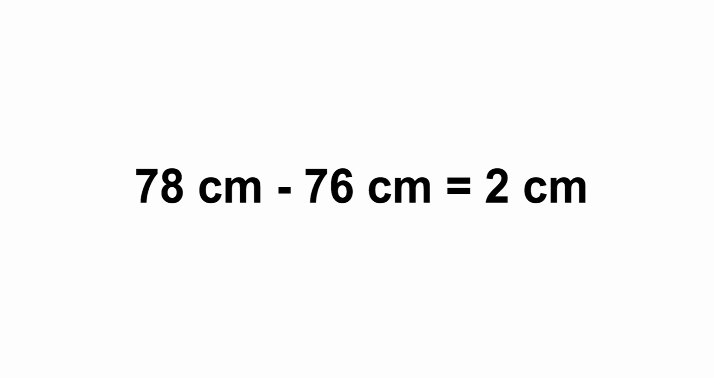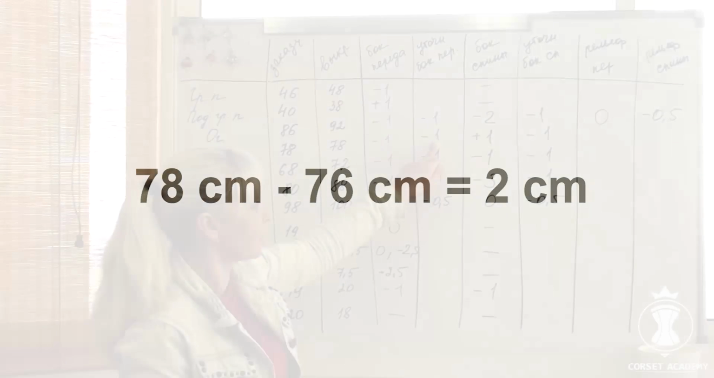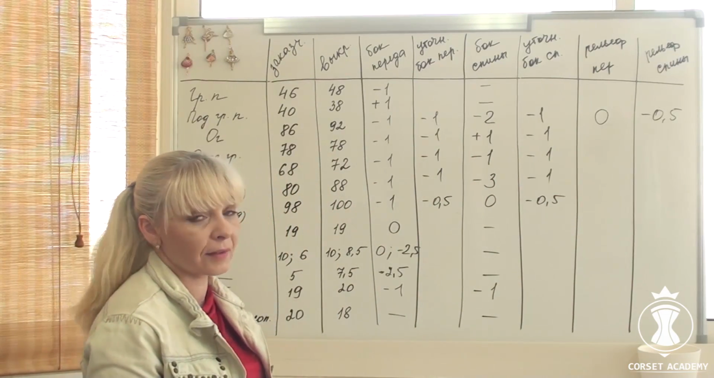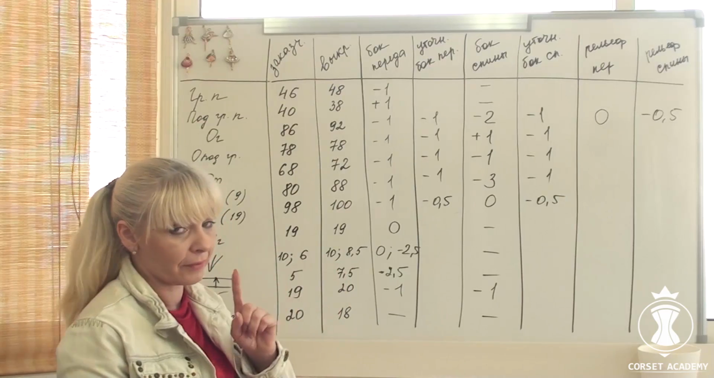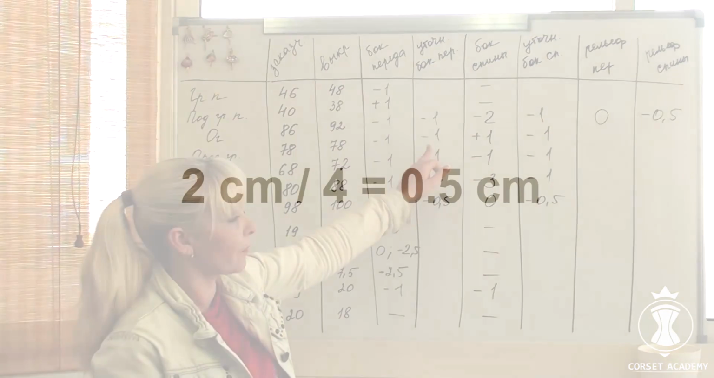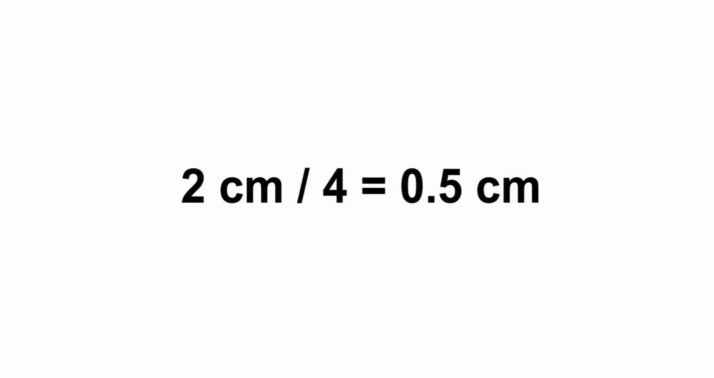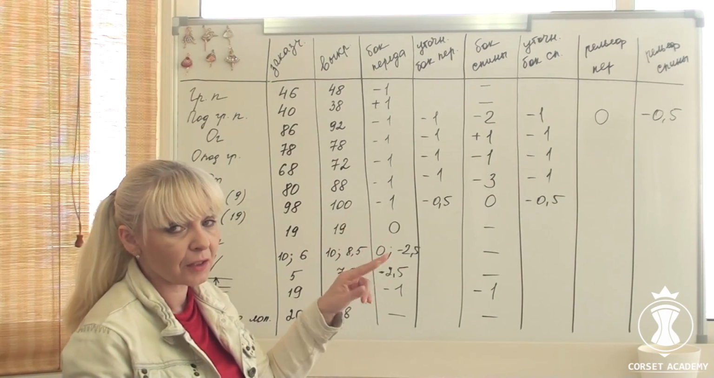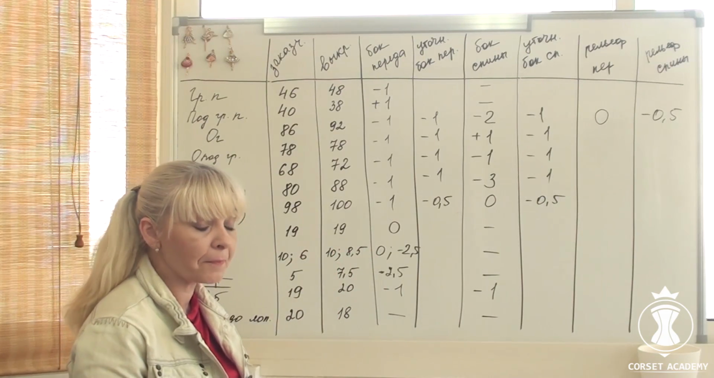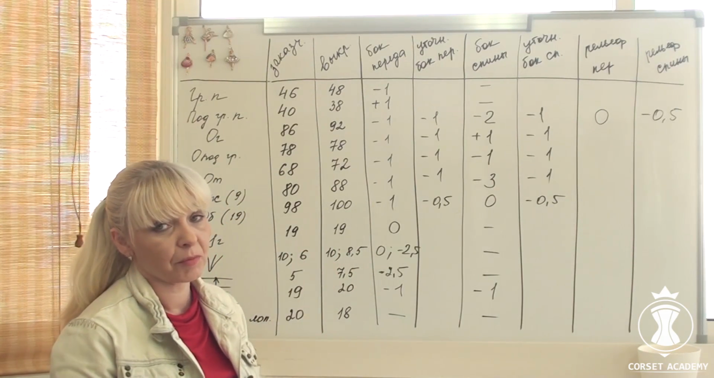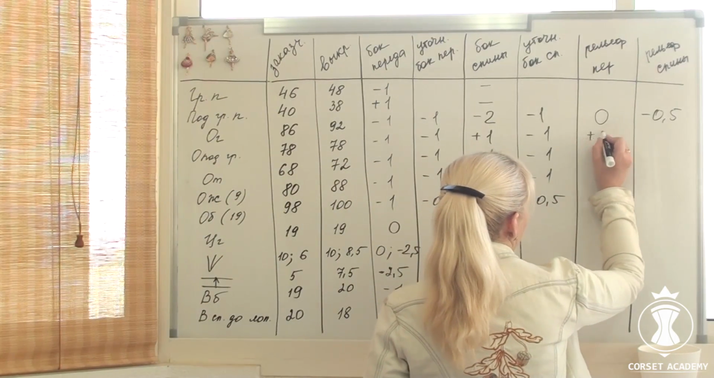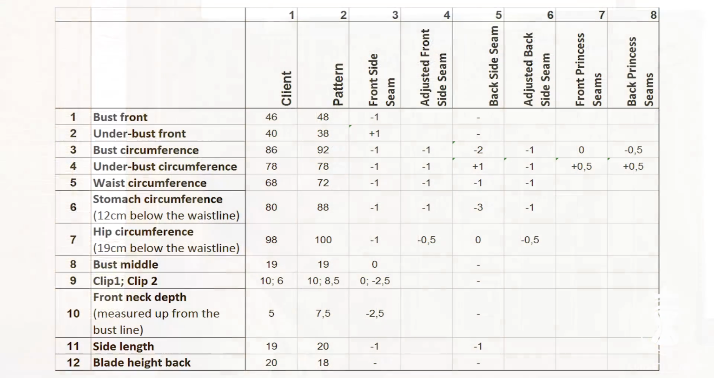78 centimeters minus 76 centimeters equals 2 centimeters. As you can see, I need to add 2 centimeters to the standard pattern using the back princess seams. 2 centimeters divided by 4 equals 0.5 centimeters. I need to shift the front and the back princess seams 0.5 centimeters outwards at the under bust level. I write it in the table, columns 7 and 8, line 4.